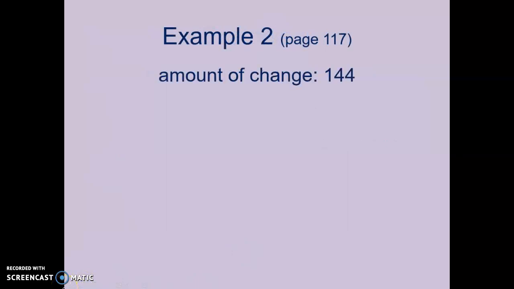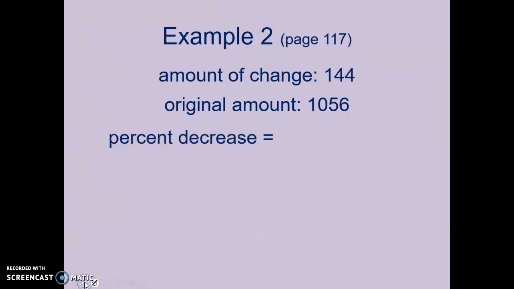All right, let's take a look at the amount of change here. Our amount of change given, this is in your book on page 117. The amount of change is 144, and the original amount was 1,056. This is looking at some voter information. Last year, 1,056 people voted in the city election, and this year only 912 voted. That's a decrease of 144 people. So we want to find the percent of decrease.